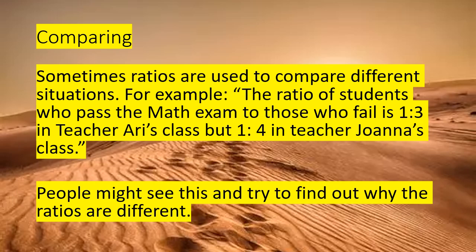Okay, another use for ratios: comparing. Sometimes ratios are used to compare different situations. For example, the ratio of students who pass the math exam to those who fail is 1:3 in teacher Ari's class, but 1:4 in teacher Joanna's class. People might see this and try to find out why the ratios are different.